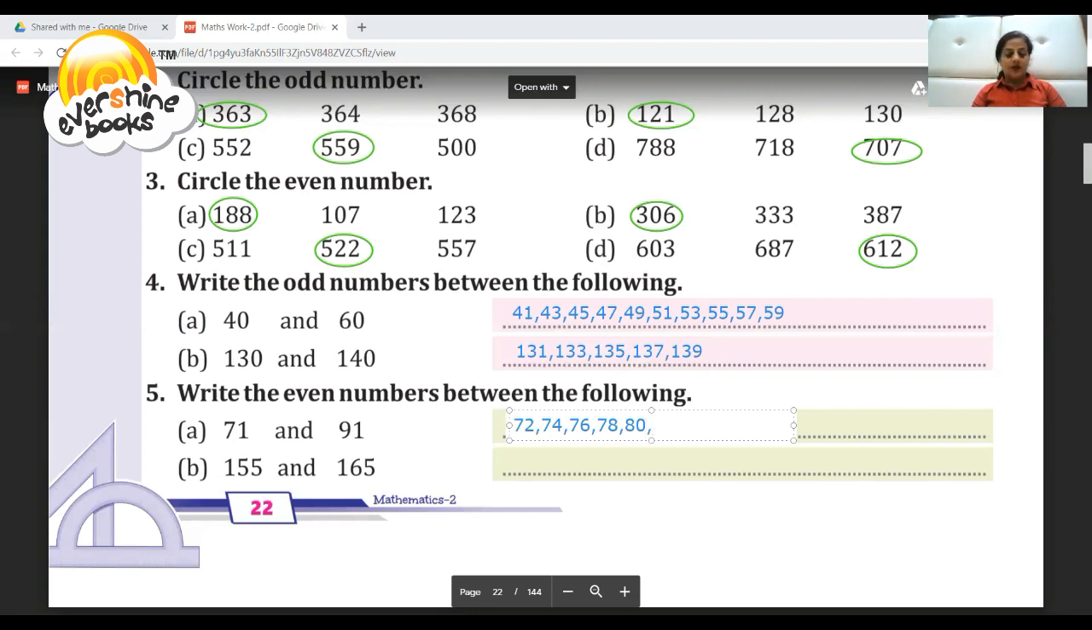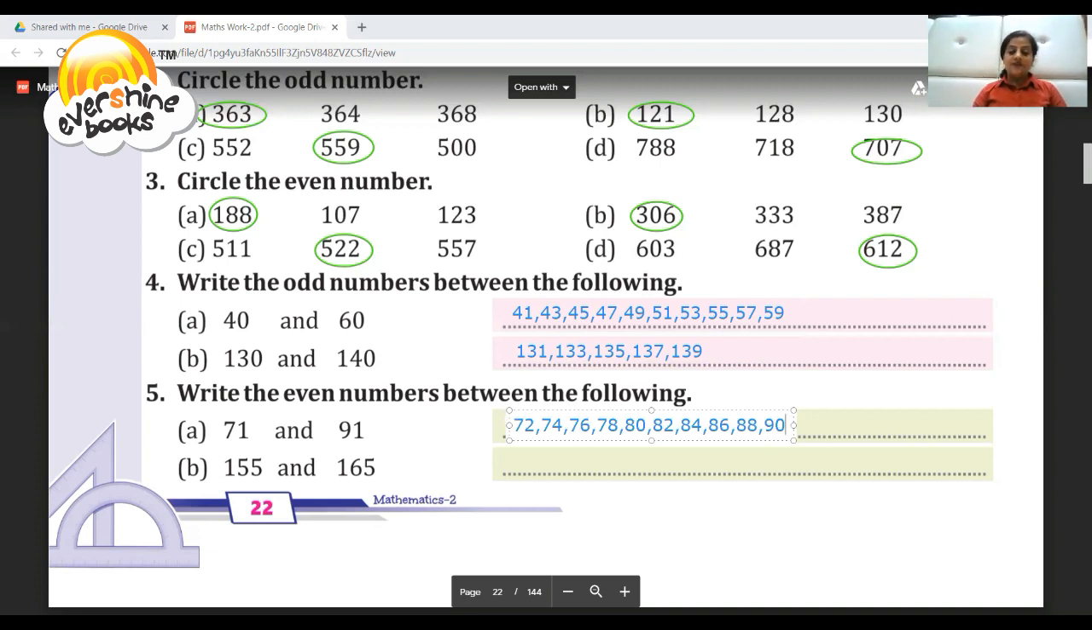Yes, even number. 82, 84, 86, 88. Then 90. And after that 91 is an odd number. So we are not going to write it.